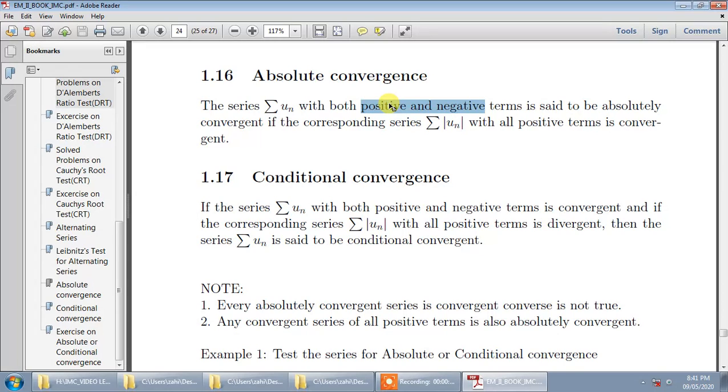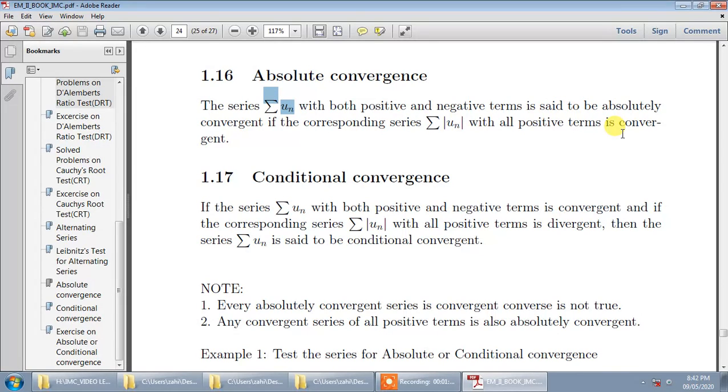Okay. So if it is alternate, that is okay. This definition is also for alternate, and it is also for the series which has a few terms positive, few terms negative with no definite pattern. So summation un with both positive and negative terms is said to be absolutely convergent if summation mod un, the series with all positive terms, is convergent. Note that n is from 1 to infinity. So this series with both positive and negative terms is said to be absolutely convergent if summation mod un is convergent.